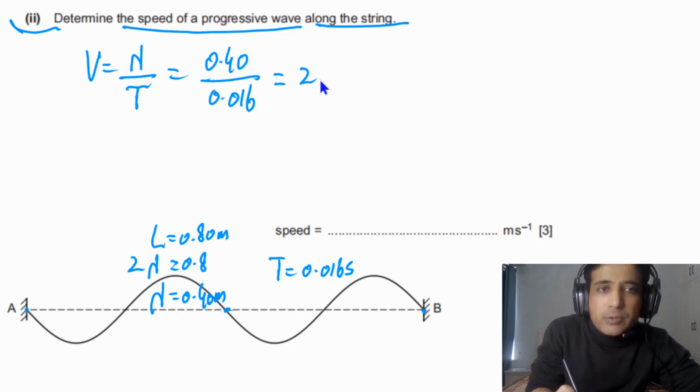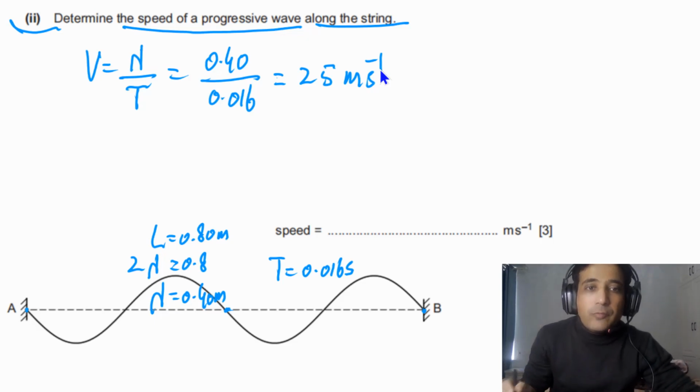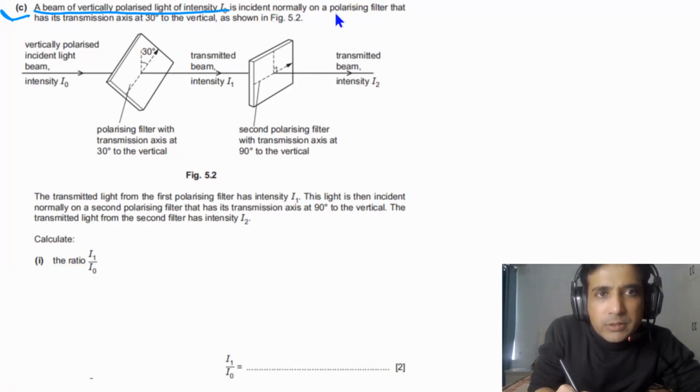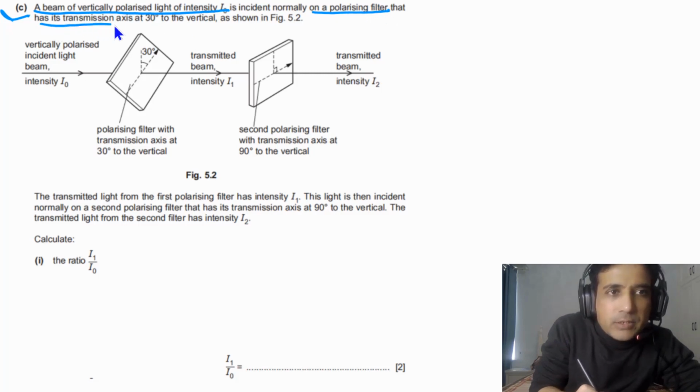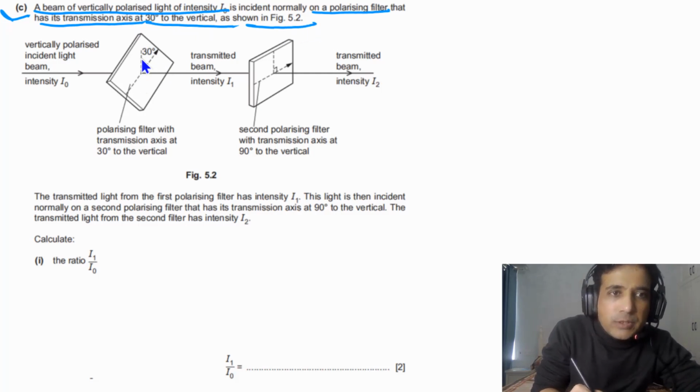So the final answer in this case is 25 meters per second, and this is the speed of the progressive wave. For part C, we are given that a beam of vertically polarized light of intensity I naught is incident normally on a polarizing filter that has its transmission axis at 30 degrees to the vertical, as shown in figure 5.2. So as you can see, this angle with the vertical is 30 degrees.